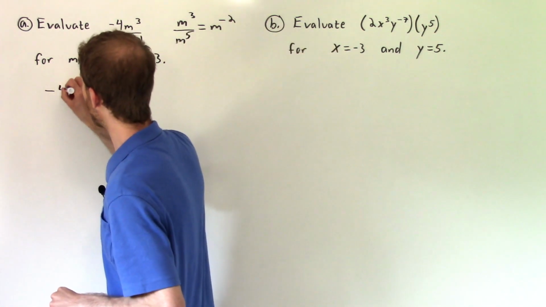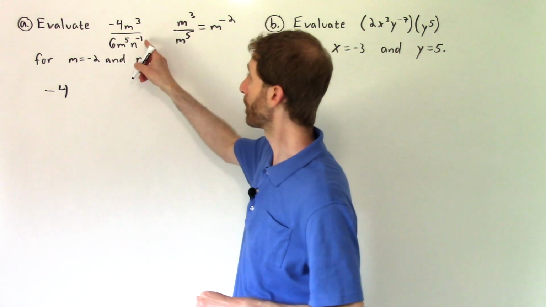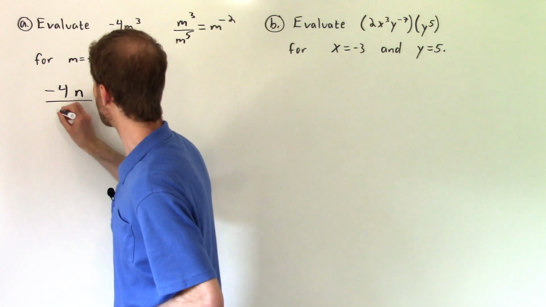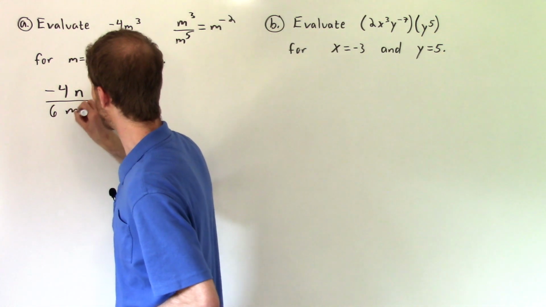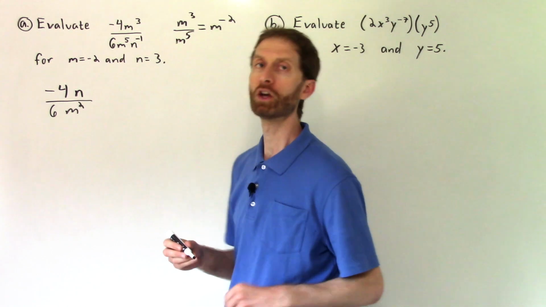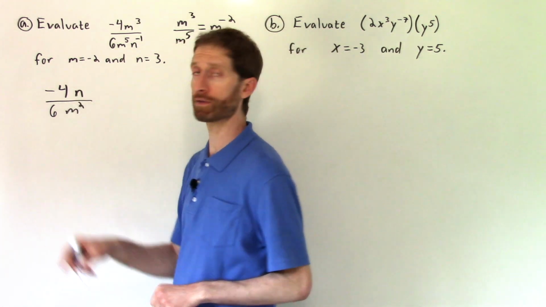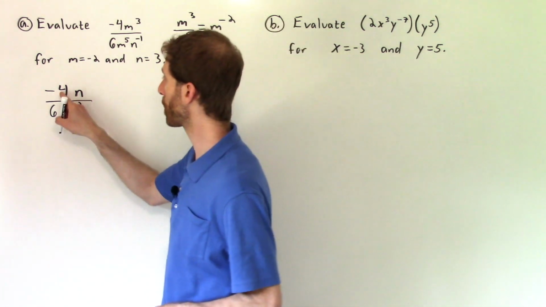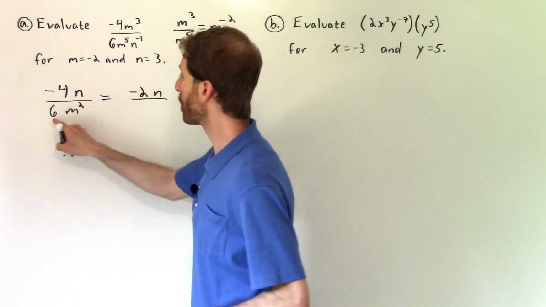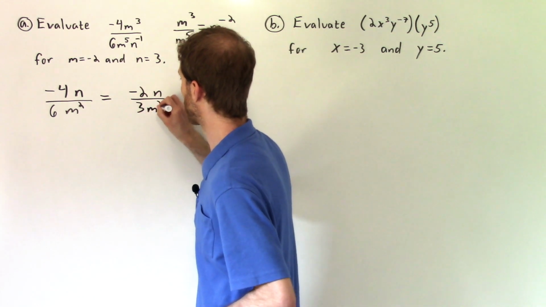So I've got negative 4, and you know what? I might as well bring the n upstairs into the numerator, making that a positive exponent. So n to the 1 all over, and now I'm going to end up with 6m squared. So we've reduced the number of variables we have in the expression, simplified things a little bit. We can also simplify those coefficients, these numbers. 2 goes into 4 and 6 evenly, so 2 will go into 4 2 times, so I have negative 2n, all over, 2 goes into 6 3 times, so you're left with 3m squared.